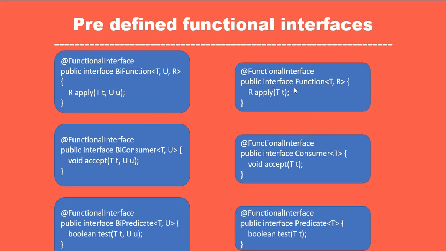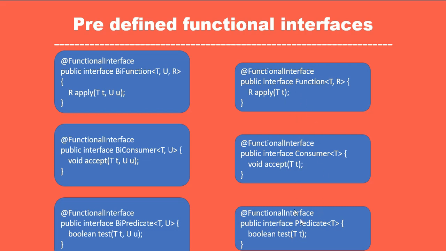So these are the functional interfaces which take a single parameter. For example, function is a functional interface. It has an apply method, and it takes a single parameter and returns a result. Similarly, consumer is a functional interface. It has an accept method. It takes a single parameter and doesn't return anything. Similarly, predicate is a functional interface. It has a test method. It takes a single argument and returns a boolean value.